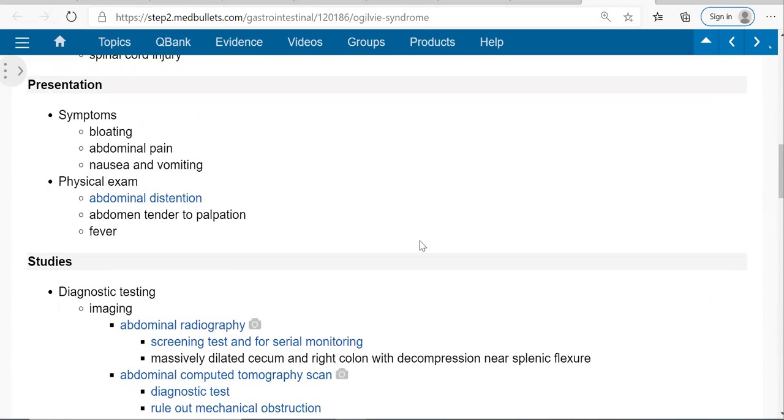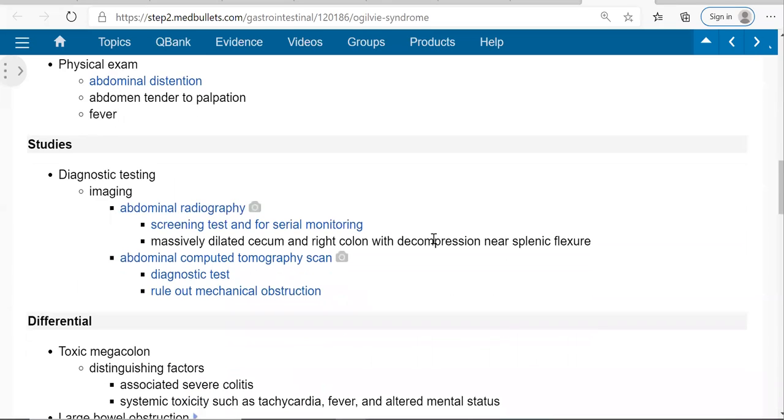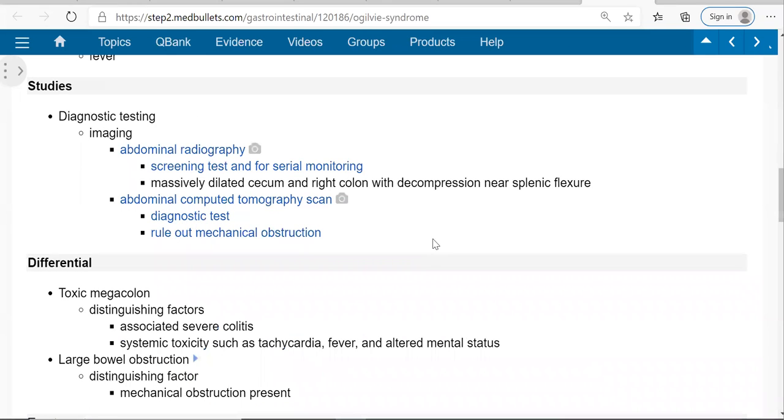The patient will present to you with similar features of large bowel obstruction, like abdominal distension, constipation, abdominal pain, and later on vomiting. To diagnose this condition, first of all, you have to do an X-ray abdomen. X-ray abdomen will not be able to differentiate between mechanical obstruction and pseudo obstruction.